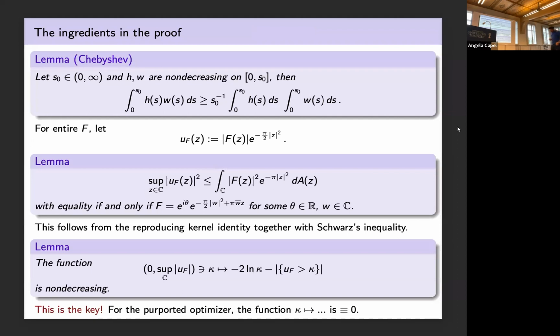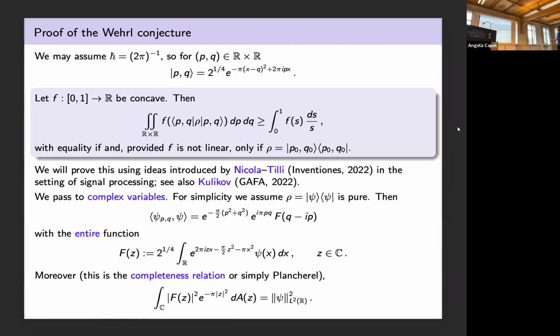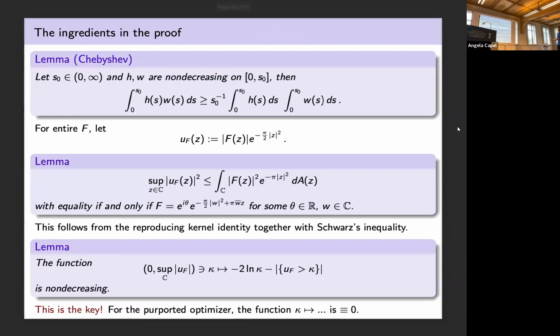Now we go back to the analytic function. F is an analytic function, and now there's this U, which contains this Gaussian factor. I'm going a little bit back and forth. Sometimes I remove the Gaussian, sometimes I put it in. In some sense, this U is just the absolute value of the original overlap. And now I'm saying that the maximum of this function U, I can bound by the integral of f.